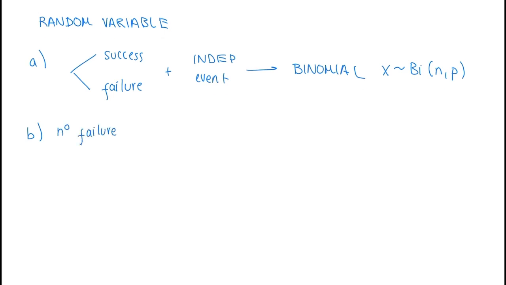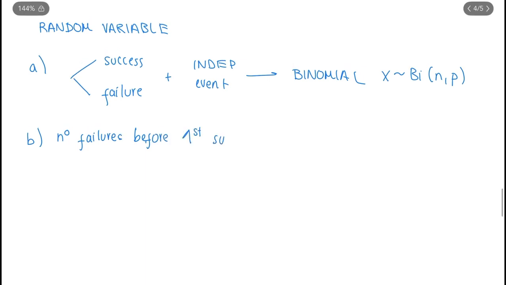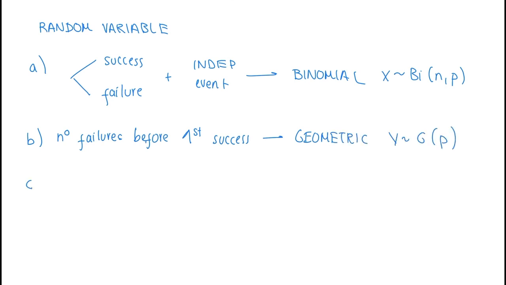For B, we have been dealing with a number of failures before the first success. This clearly represents a geometric distribution, which probability distribution is as this one and has a parameter p.